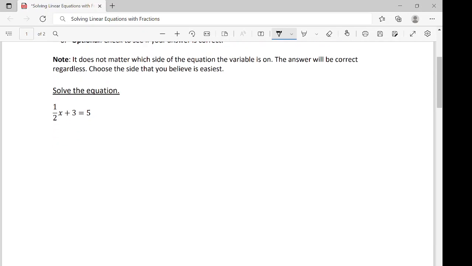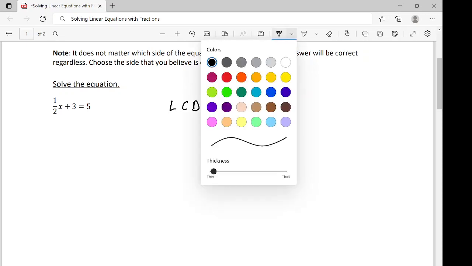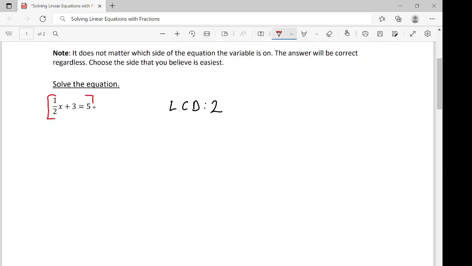So first thing we're going to do is solve the equation 1/2 x plus 3 equals 5. I don't want to deal with fractions, so I'm immediately looking in here and asking, what is my LCD? I only have one fraction, so only one denominator, so I know that my LCD is 2. So what I'm going to do now is take 2 and multiply it by the entire equation.